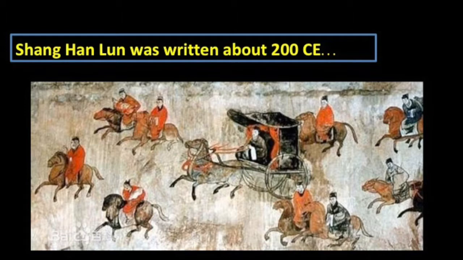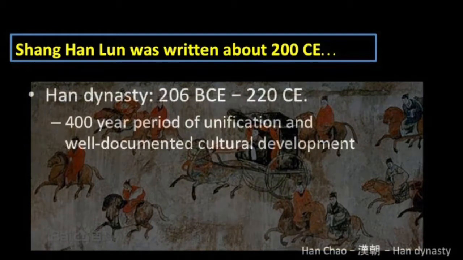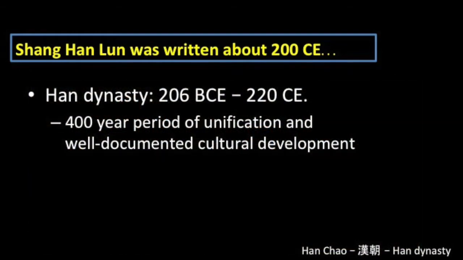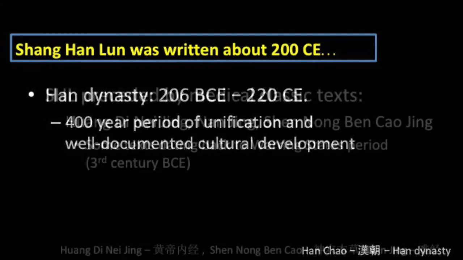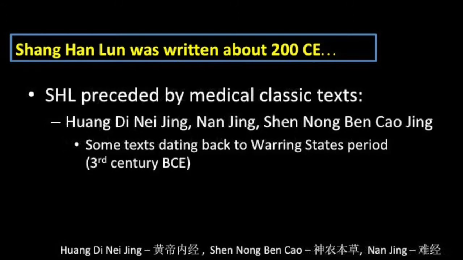The Shang Han Lun was written about 200 CE towards the end of the Han dynasty. The Han dynasty marked the first consolidation of the Chinese people, both territorially and culturally. It was a period of stability, and in general we have a lot of information on what happened then, as it was richly documented.